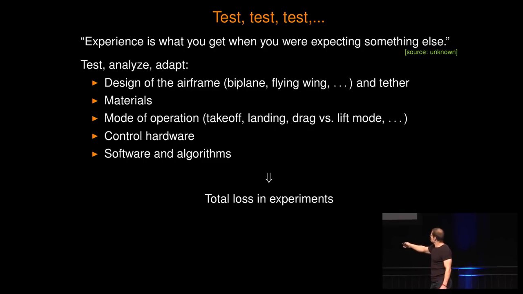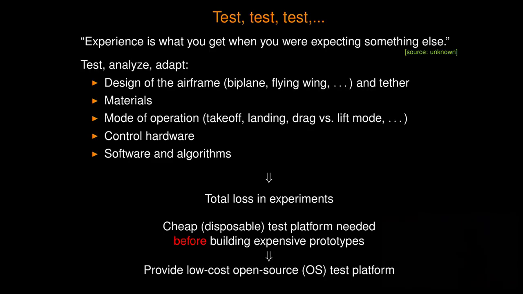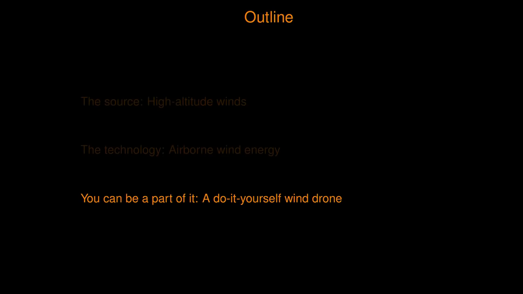And then control hardware, software and algorithms have to be tested thoroughly, of course, and have to be certified by the aerospace agencies. You want to have it fail-safe. So what you have to do is you want to have total losses in experiment. You want to do the experiments which lead to a total loss of your system. So here comes the idea that you should instead build a cheap and disposable test platform, instead of a largely scaled up system first, before you build the expensive prototype and do tests on it. And this brought us to the idea to provide a low-cost open source test platform where everybody at home can build his own wind drone. And this is the third part of the talk, the do-it-yourself wind drone.